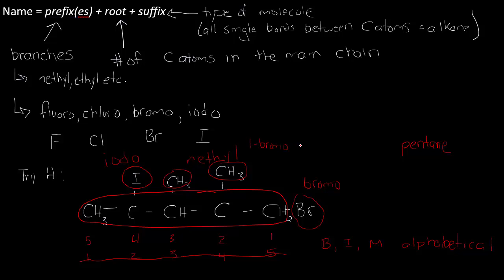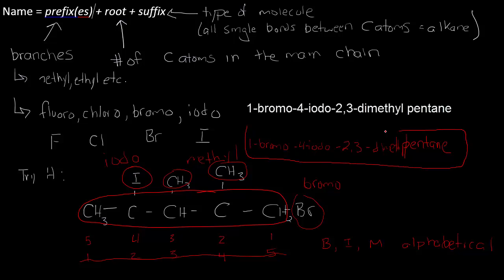So B comes before I, comes before M. So this means I'm going to call this 1-bromo-4-iodo-2,3-dimethylpentane. Alright, we'll practice some more of these.